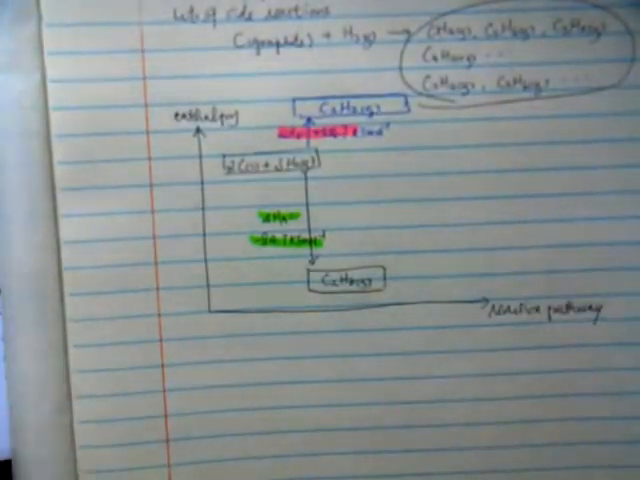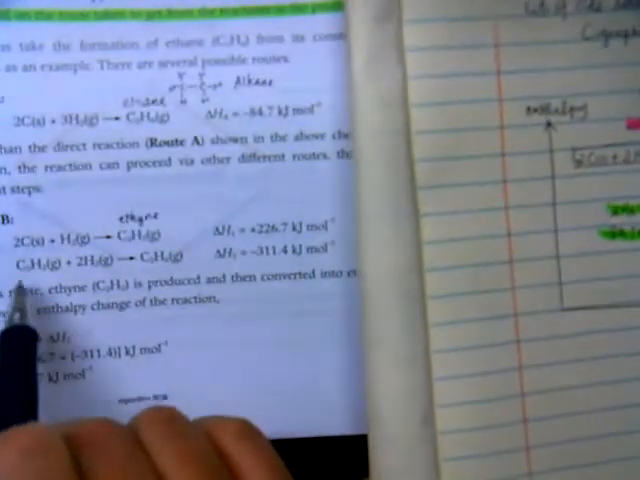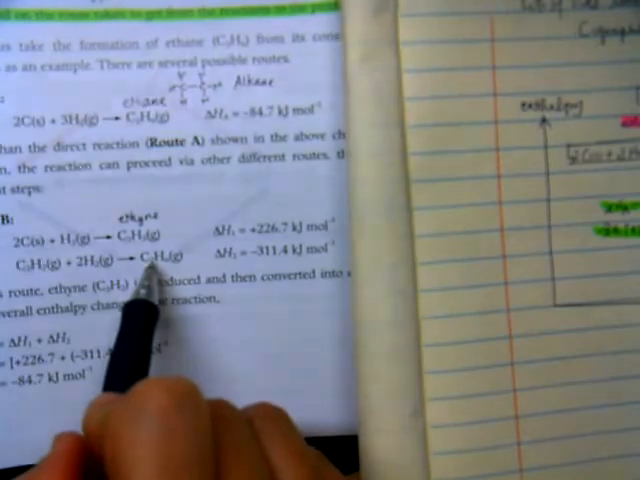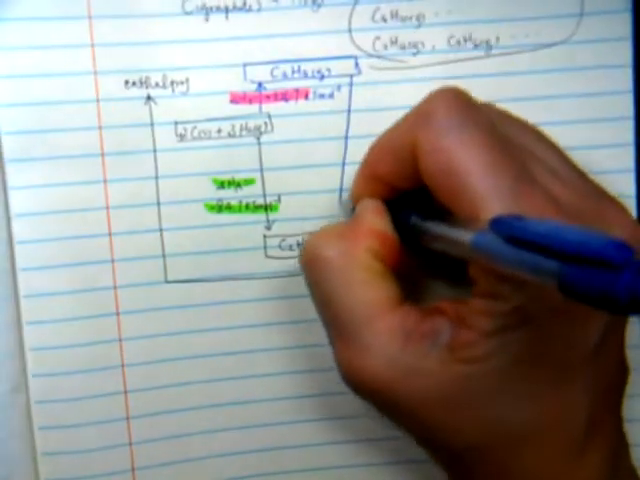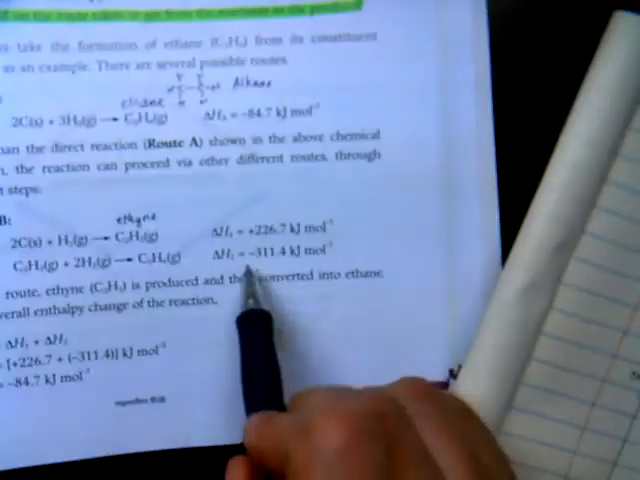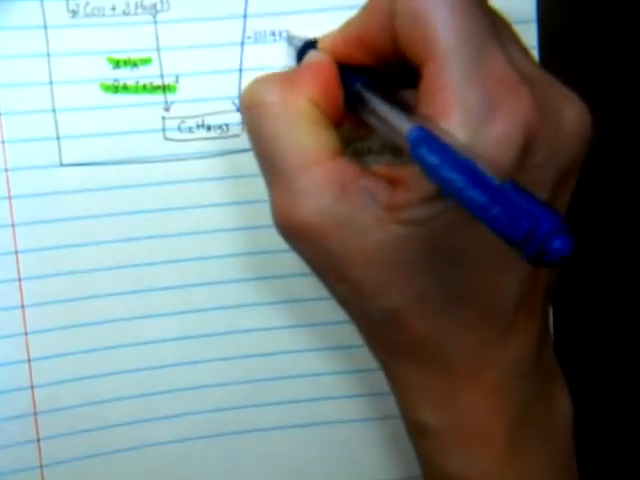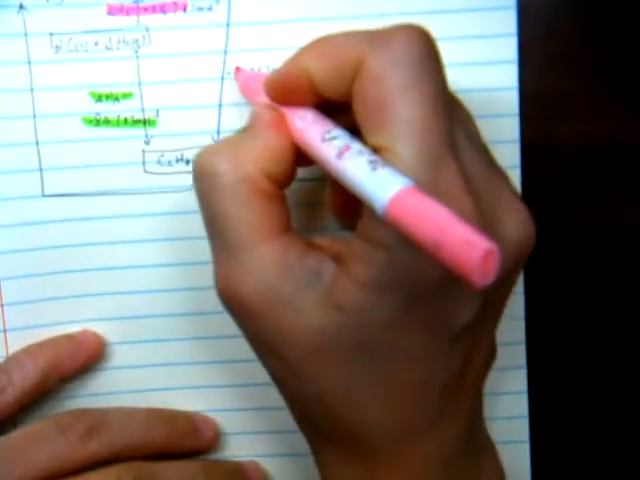And then next, another step. Following step 1, from ethylene, react with hydrogen to form ethane. Okay? That means the same ending point, with a negative sign, negative 311.4 kilojoule per mole. Again, I highlight this in red. It represents route B.